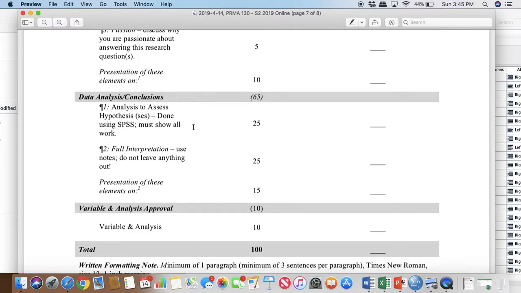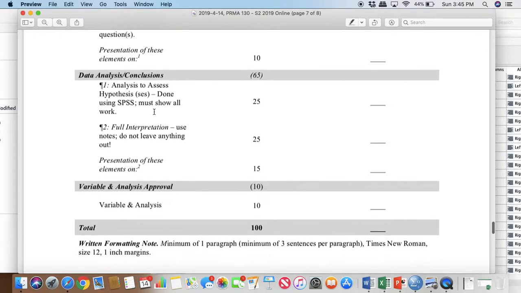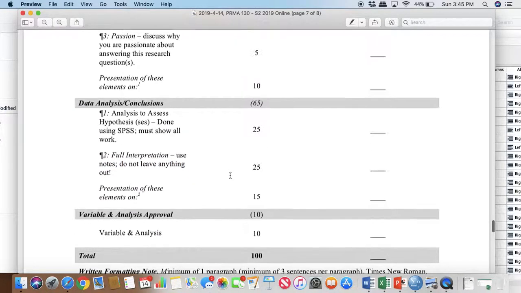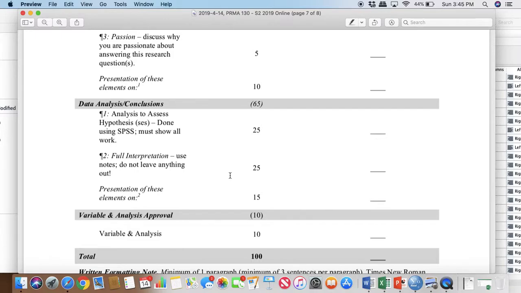Really, just do it like I did it, unless you're doing like an independent samples t-test or ANOVA, and it's going to be a little different. And then full interpretation, then you get points for presenting. So that's the statistical application project. Like I said, it's not that difficult.